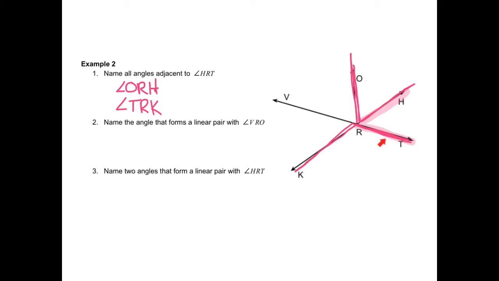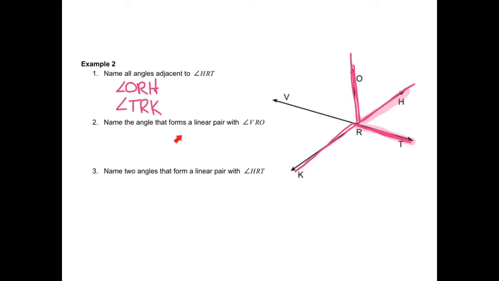So angle HRT is highlighted, but adjacent to that would be ORH or HRO, if that's what you want to call it. Remember, you have those options there, but it is touching HRT and has this common side of RH. Same thing over here, TRK or KRT. That angle is also sharing this ray RT with HRT.